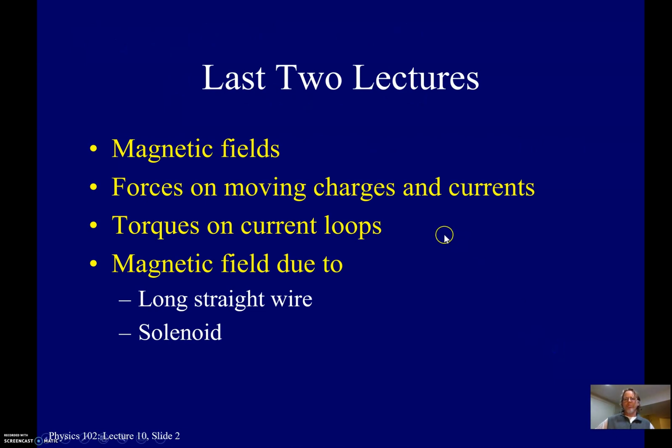Okay, so we looked at magnetic fields, forces on charges and currents, torques on loops, that's how a motor works, and a magnetic field due to a long straight wire and a solenoid, which is a coil of wire. Today we're going to look at the opposite of that, which is a generator. Yesterday we learned how a speaker works, because a speaker is a motor. Today we're going to learn how a microphone works, because it works just backwards. The microphone is a generator, in fact.